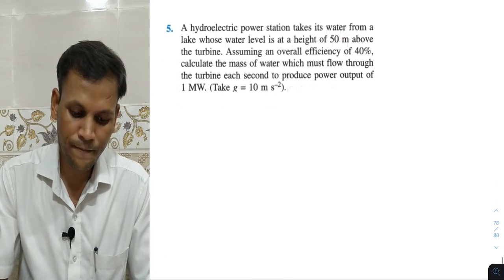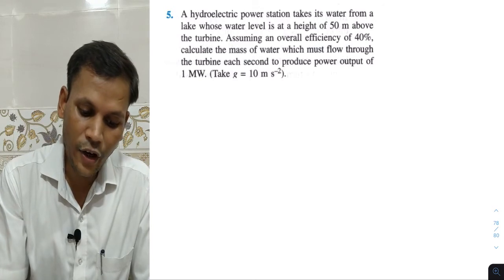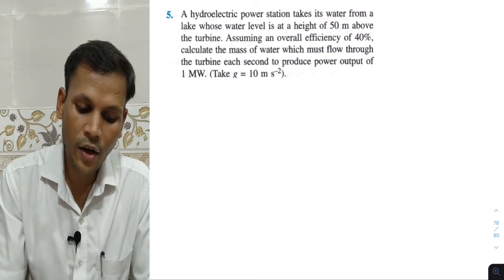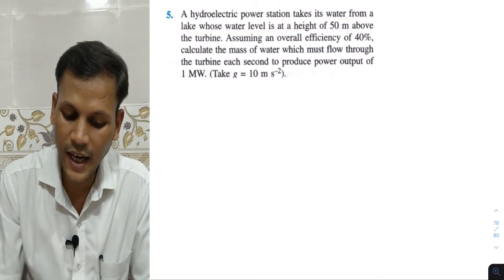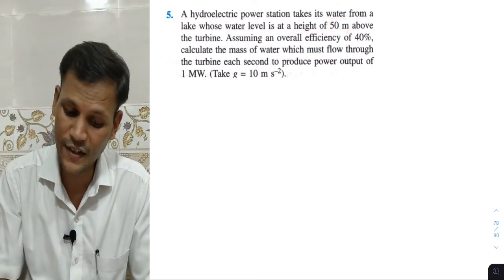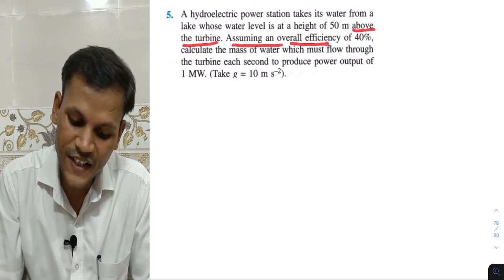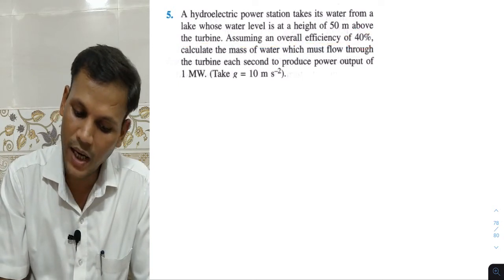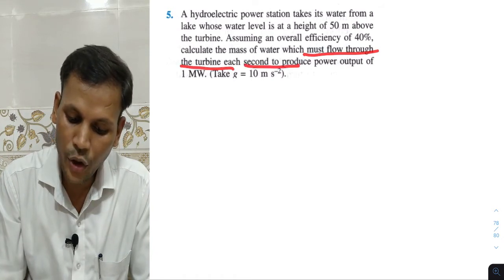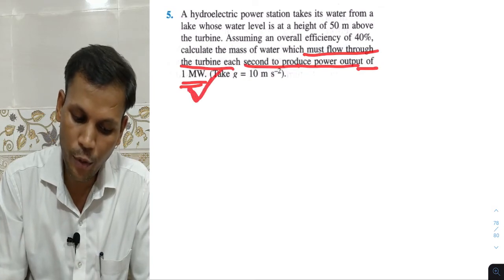Okay. Now question number 5. A hydroelectric power station takes its water from a lake whose water level is at a height of 50 meter above the turbine. Assuming an overall efficiency of 40%, calculate the mass of water which must flow through the turbine each second to produce a power output of this. Output power is given.